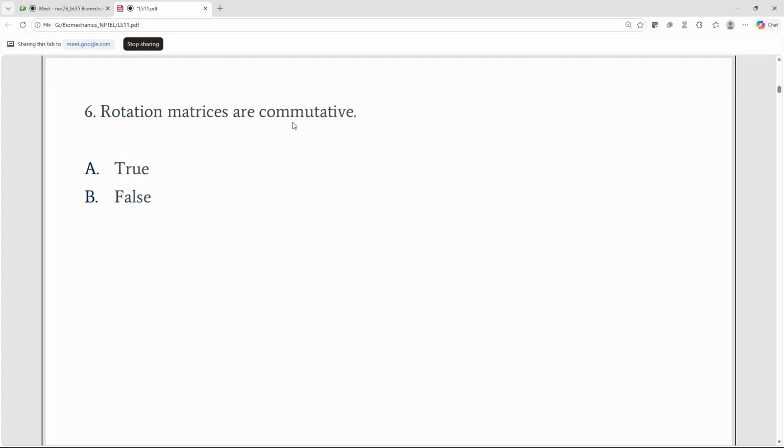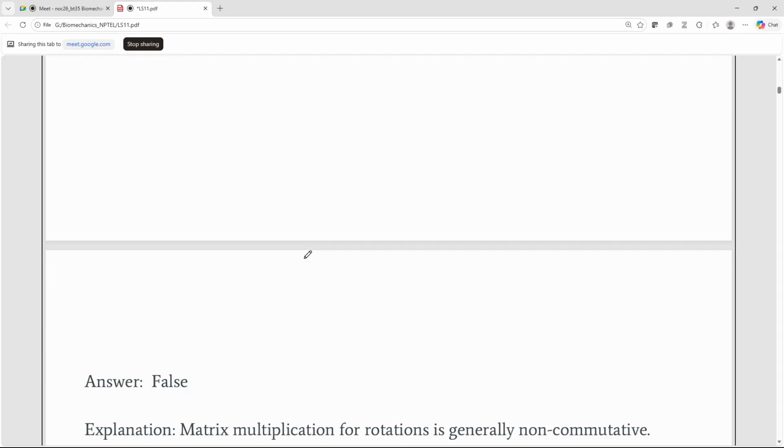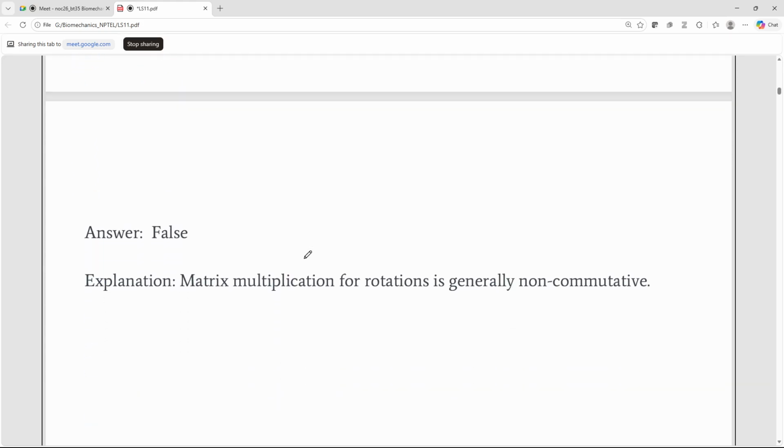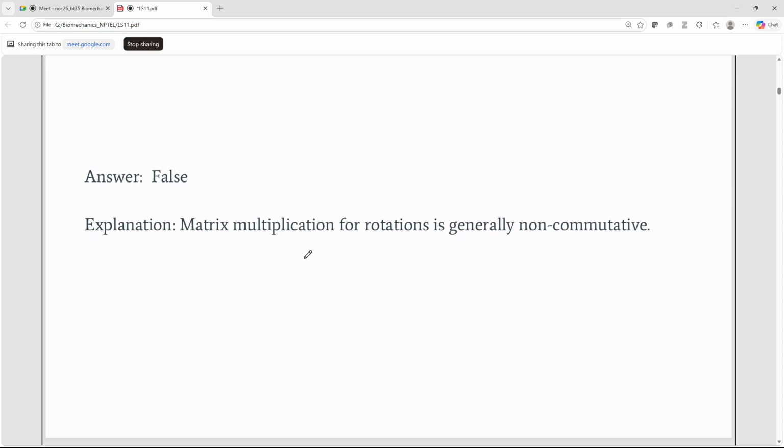Rotation matrices are commutative. The statement is false. Rotation matrices are not commutative. So basically, what is the commutative property? Commutative property simply says A plus B is equal to B plus A, or A times B is equal to B times A. Such a property in mathematics is known as the commutative property.